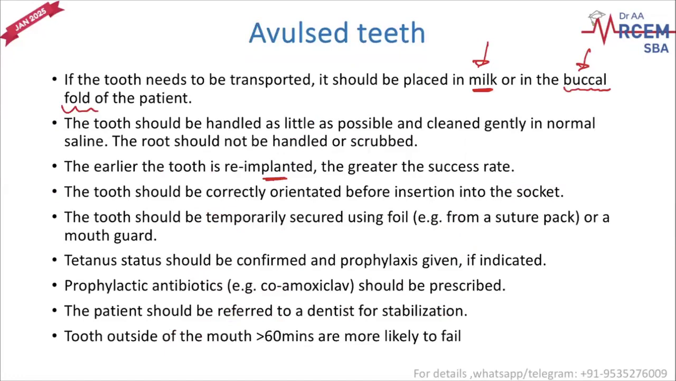Anatomically, in the correct position, you will be placing the tooth and securing the tooth. Securing the tooth can be done with a mouth guard or with foil. Once you have secured the tooth, think of tetanus prophylaxis. If required, you will be giving tetanus prophylaxis depending on the tetanus prophylactic status of the patient.